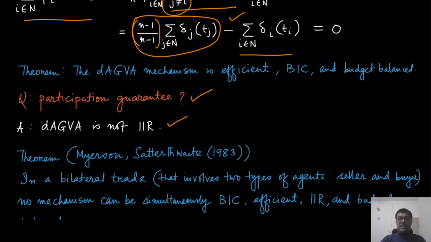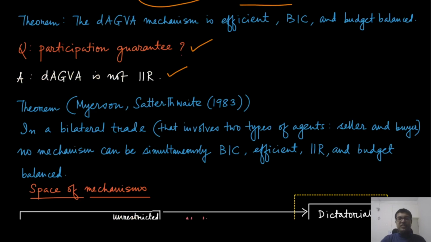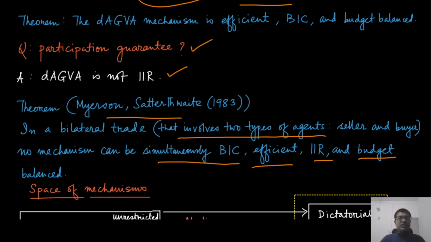It turns out that DAGVA is not interim individually rational, and in fact there is a kind of negative result which is shown by Myerson and Satterthwaite. It shows that in a bilateral trade, so what is a bilateral trade? It involves two types of agents. One agent would be a selling agent, and the other agent will be a buying agent. No mechanism can simultaneously be Bayesian incentive compatible, efficient, IIR, and budget balanced. So all these good things cannot be satisfied together, and that is the Myerson-Satterthwaite impossibility result.